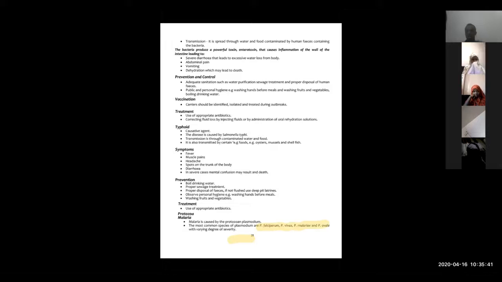Now, all these Plasmodium have the ability to cause malaria. Now, I want to go to transmission. How do they get into our body system? Now, that should be your worry. You should ask yourself, how does Plasmodium get into your body? Now, Plasmodium gets into our body.